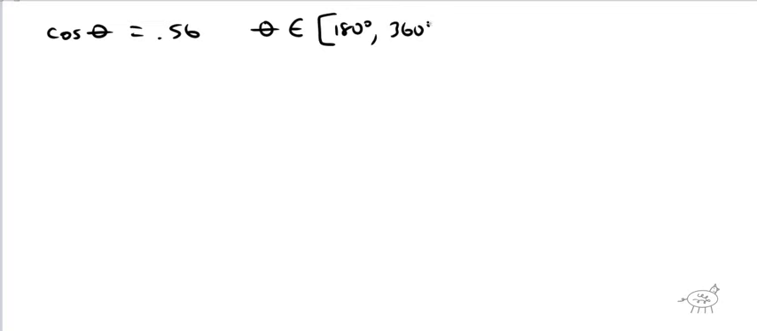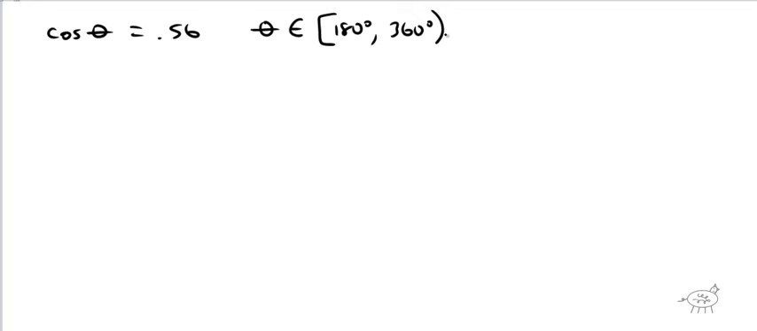I'm going to say cosine of theta equals 0.56, and I'm going to say theta is a set of, it's basically between 180 and 360. So this is another type of restriction I can give you. Okay, not including 360, but including 180.